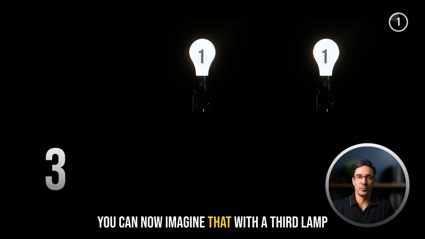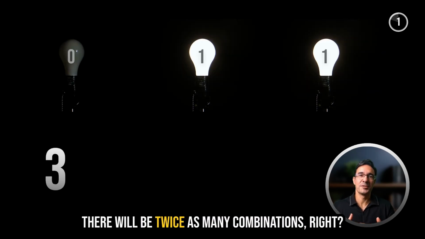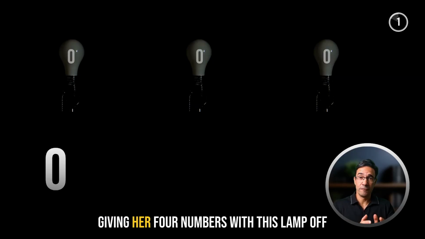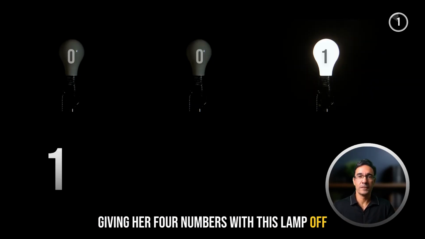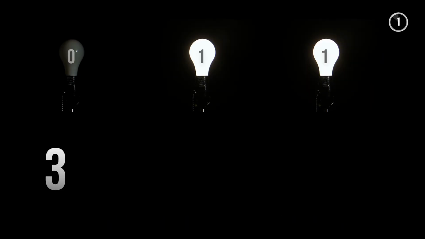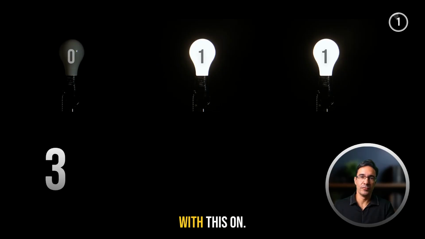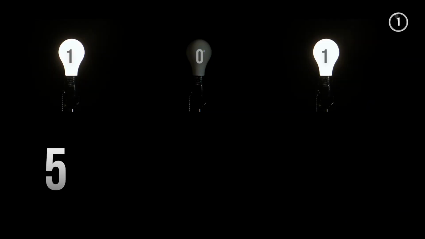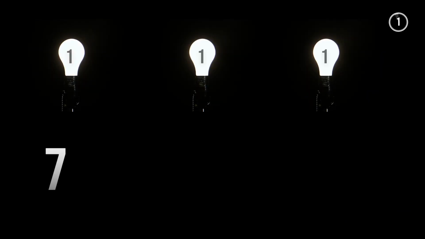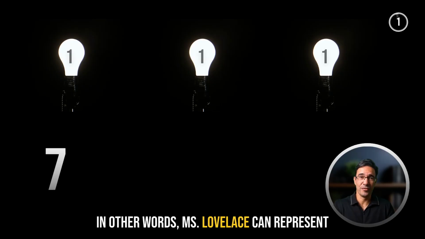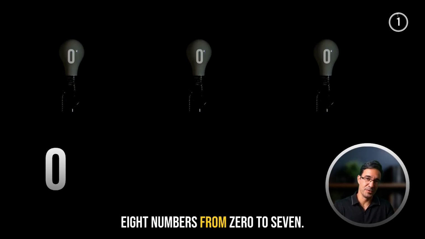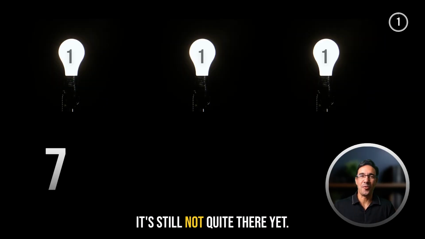You can now imagine that with a third lamp, there will be twice as many combinations, right? Giving her 4 numbers with this lamp off, and the same 4 numbers with this on. In other words, Miss Lovelace can represent 8 numbers from 0 to 7. It's still not quite there yet.